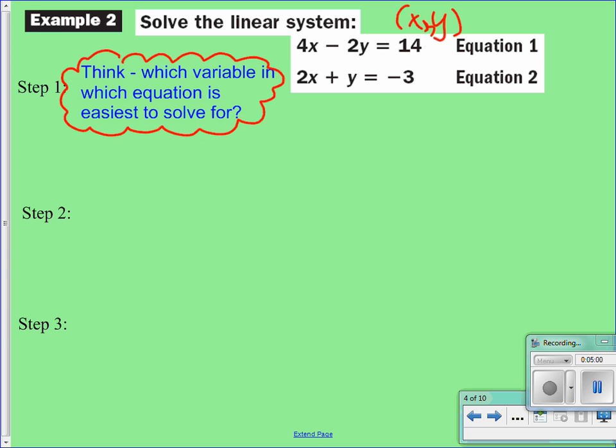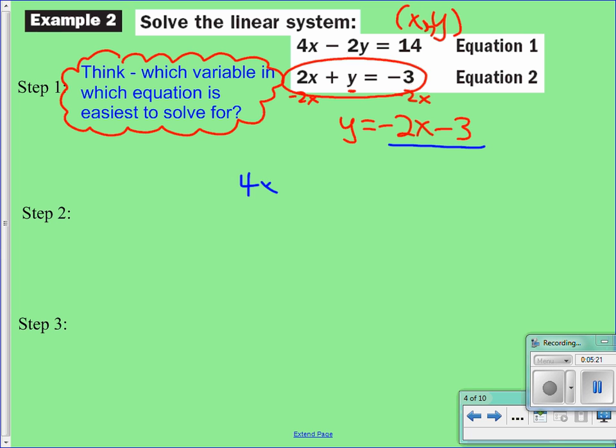Which one is the easiest one to get by itself? It's going to be the y in equation 2, because the only thing I need to do to get the y by itself in equation 2 is to subtract 2x from both sides. So y actually equals negative 2x minus 3. And I'm going to take that expression and plug it in to the other equation. So now instead of y, I'm doing negative 2 times negative 2x minus 3.